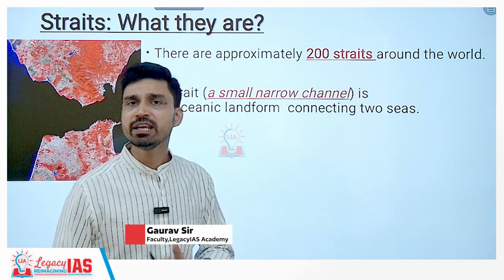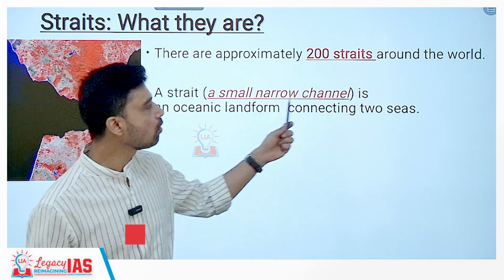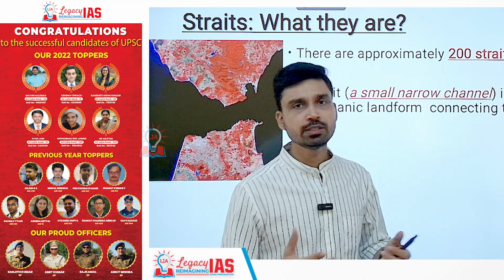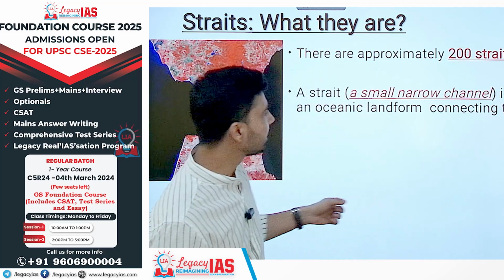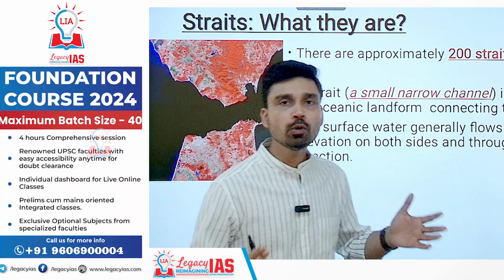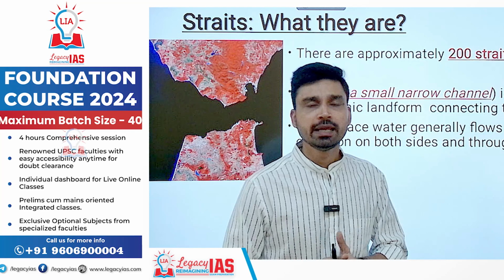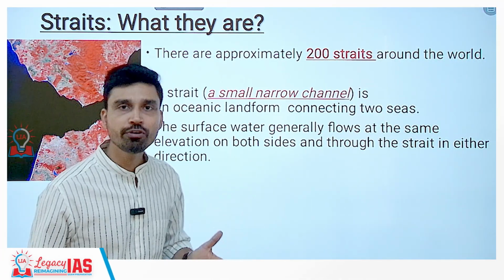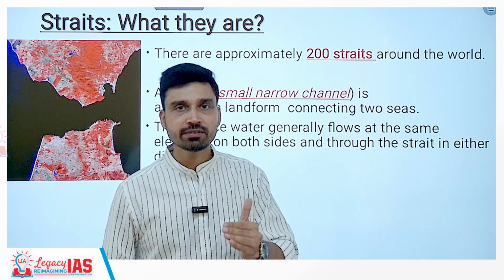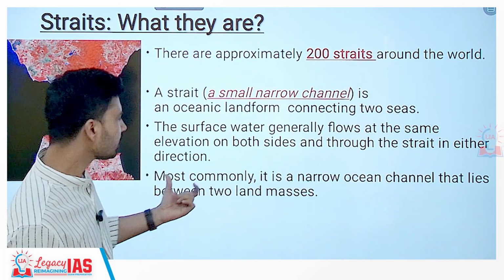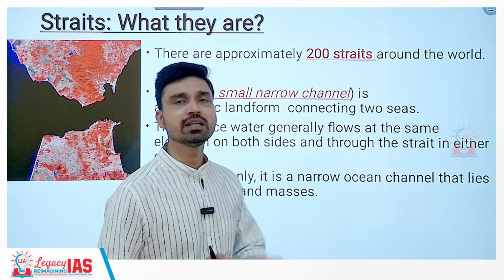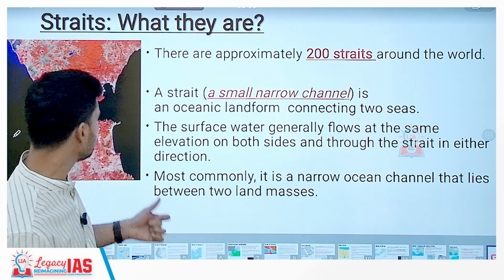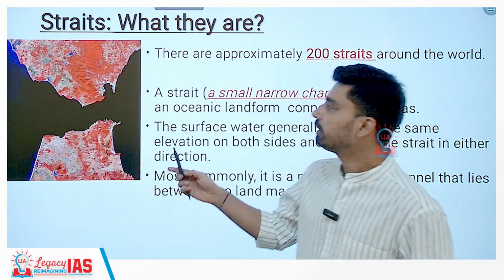Now what is a strait? In very simple terms, we can define it as a small narrow channel that connects two large land masses, two large water bodies. These water bodies generally can be seas or many times oceans as well. The water movement through the straits happens on the surface, and it can happen in either way. That means there is no fixed direction that water will only flow from one side of the strait to the other side. Most commonly, geographers also define it as a narrow ocean channel that lies between two land masses, and this is something you can see from the given picture here also.